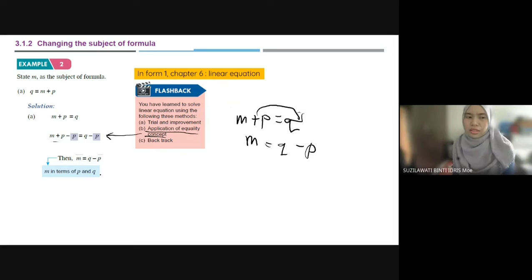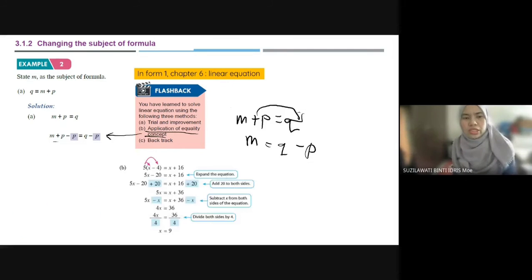Okay, cara ni lebih selamat lah. Okay, cara ni lebih selamat tapi lebih panjang. Okay, contohnya yang ni yang in the previous lesson that you already learn. Ni masa form 1 kalau tak silap. Okay, so 5x minus 20, kalau kamu tengok dekat sini, kita expand the equation ni. Kemudian kat sini ada minus 20 and plus 20. Sini pun dia buat plus 20. Okay, yang dalam blue box ni, plus 20. Add 20 to the both side.